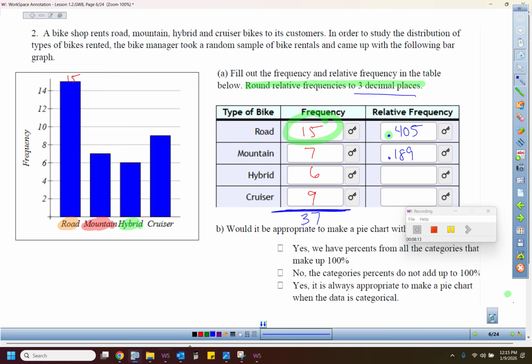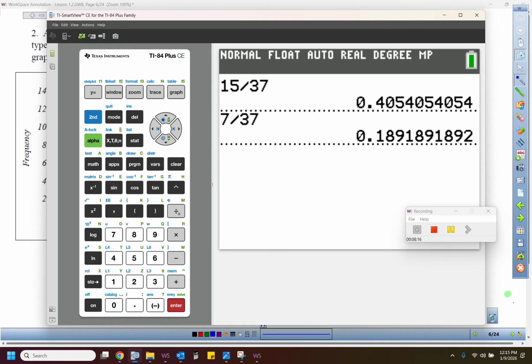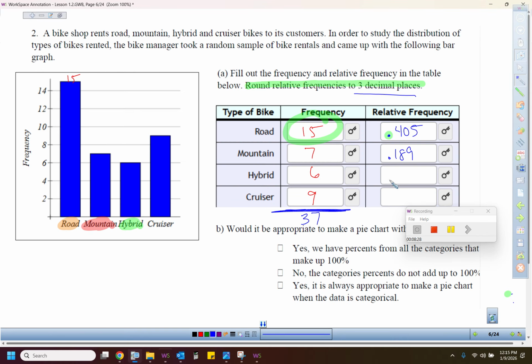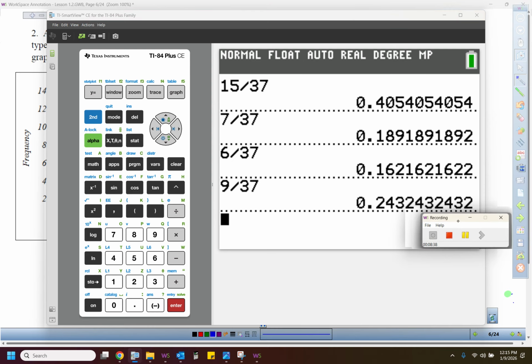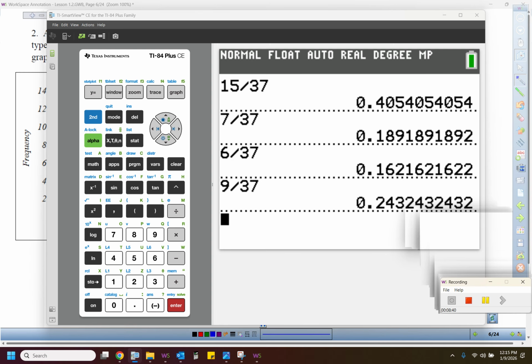And then hybrid, 6 out of 9. Excuse me, 6 out of 37. So point what? Keep that 2 the same or round him up. Keep him the same, 0.162. And then the last one, 9 out of 37. 9 divided by 37. 0.23, excuse me, 0.243.